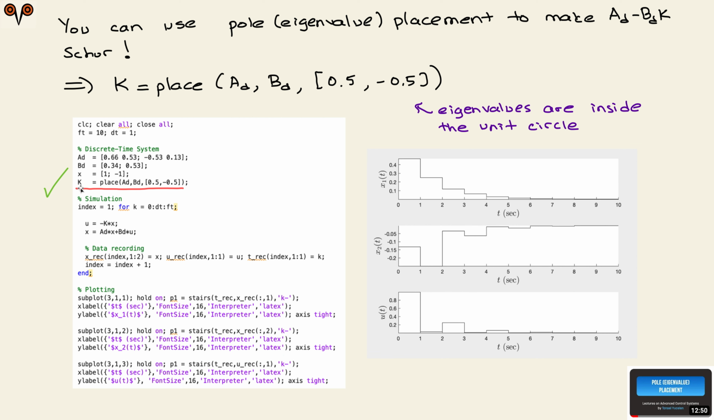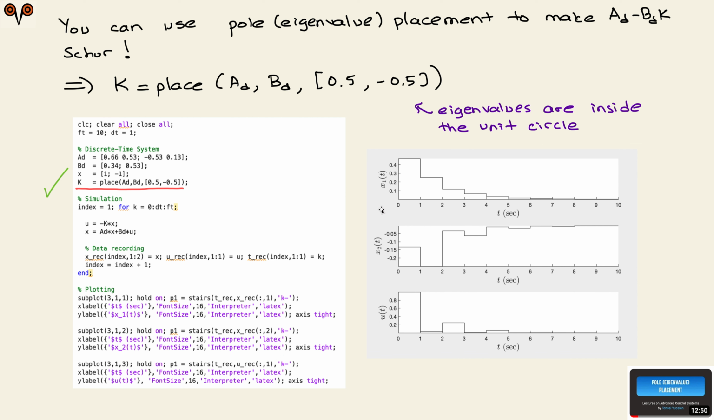These are the initial conditions. I am using this place command with AD, BD. I am choosing minus 0.5, 0.5, and minus 0.5. I am going to talk momentarily about how you should choose eigenvalues to have no oscillations, minimal oscillations, and fast system response. For now, just random values inside the unit circle. And then this is for simulation and plotting purposes. I just posted this code for you guys, so you can basically generate the same result. You can pause the video and recode this in MATLAB.